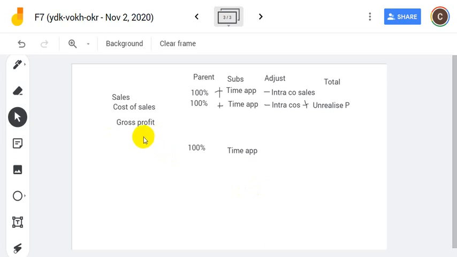Anything below gross profit, or the items that you'll be given in the question under gross profit, you'll be getting 100% for the parent, you'll be time apportioning for the subsidiary.